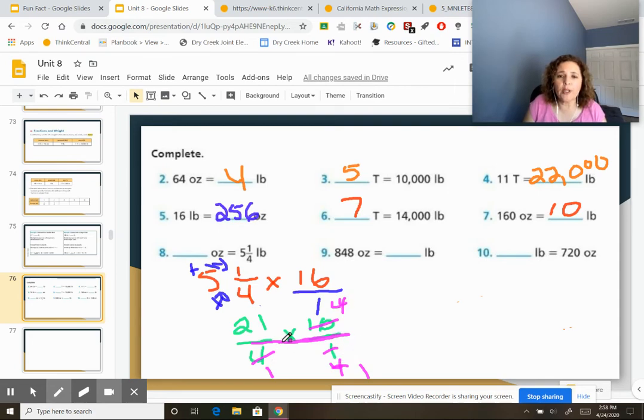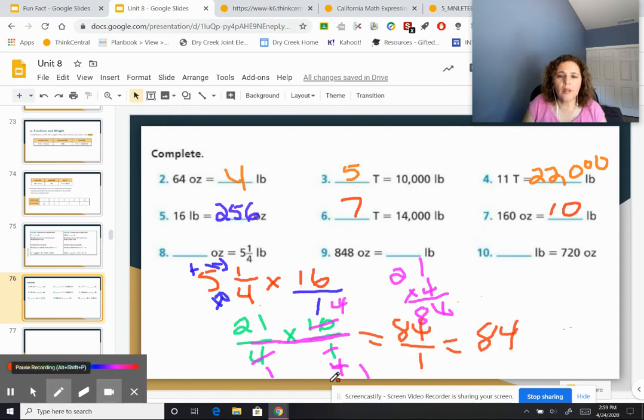Now I have 21 times 4, which I'm going to do over here. 21 times 4: 1 times 4 is 4, 2 times 4 is 8, gives me 84. So that gives me 84 over 1, because 1 times 1 is 1. 84 divided by 1 is 84. So my answer is 84 ounces.